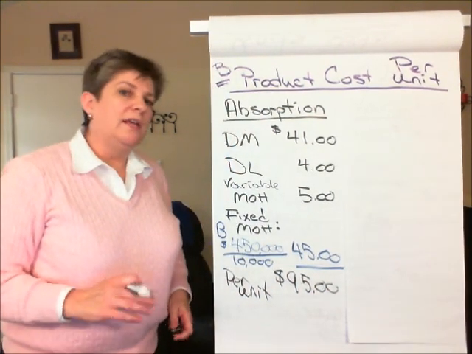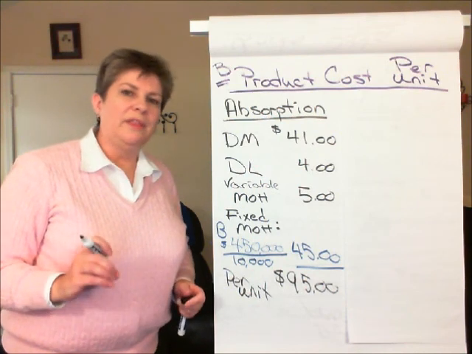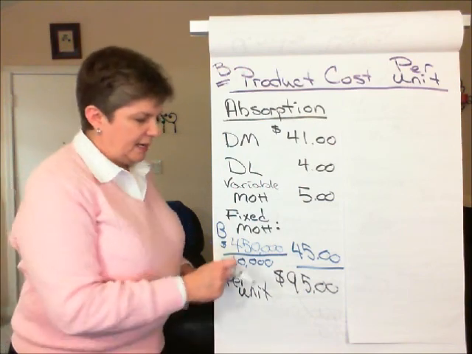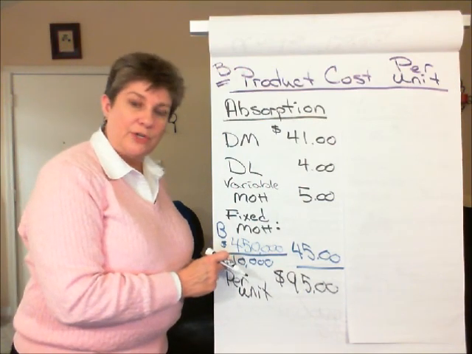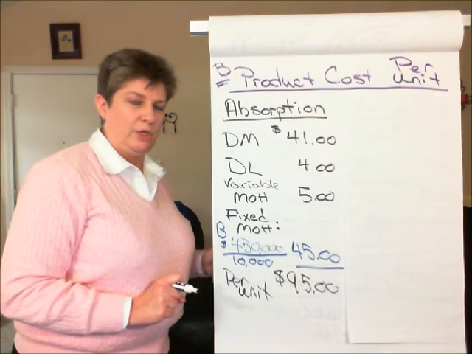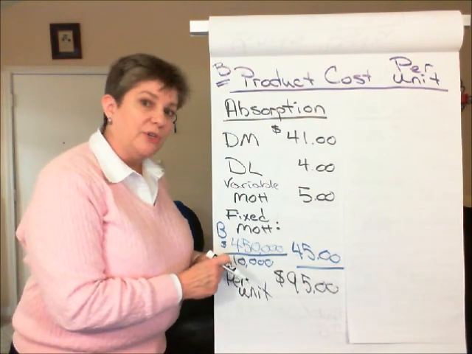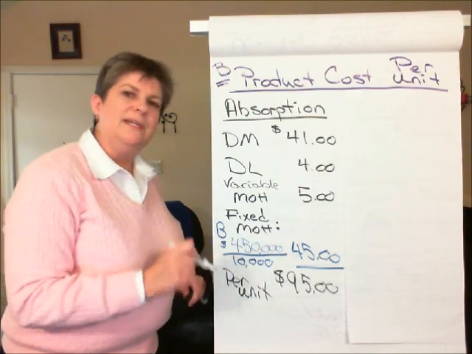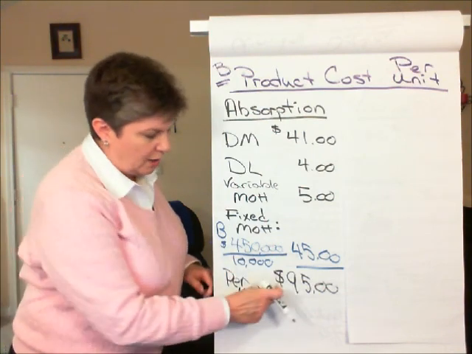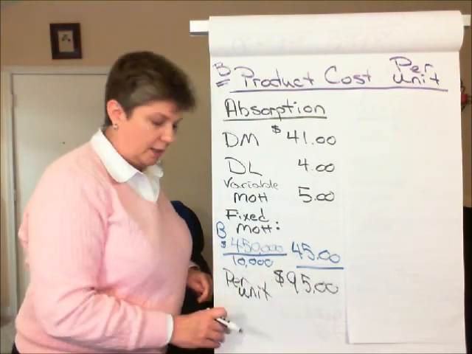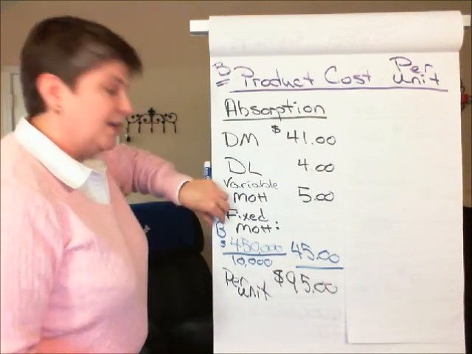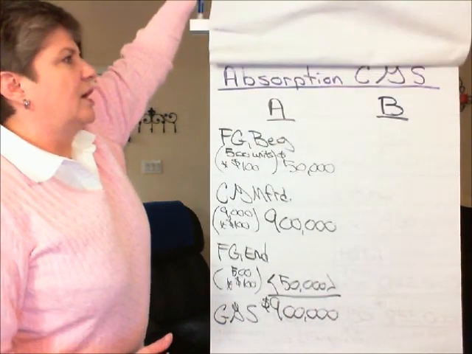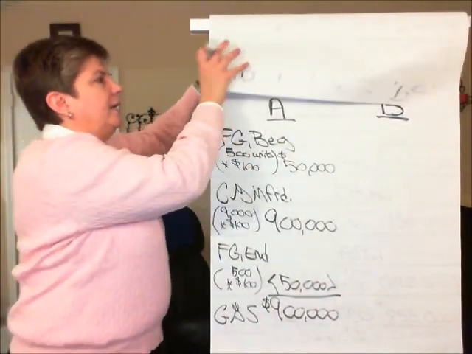Now, what changed? The only thing that changed from scenario A to scenario B is how many units were produced. We sold the same number of units, but the number of units produced caused our fixed overhead per unit to decrease, which in turn caused our product cost, full product cost per unit, to decrease. Now, let's see how that fits into the calculation of cost of goods sold under scenario B.